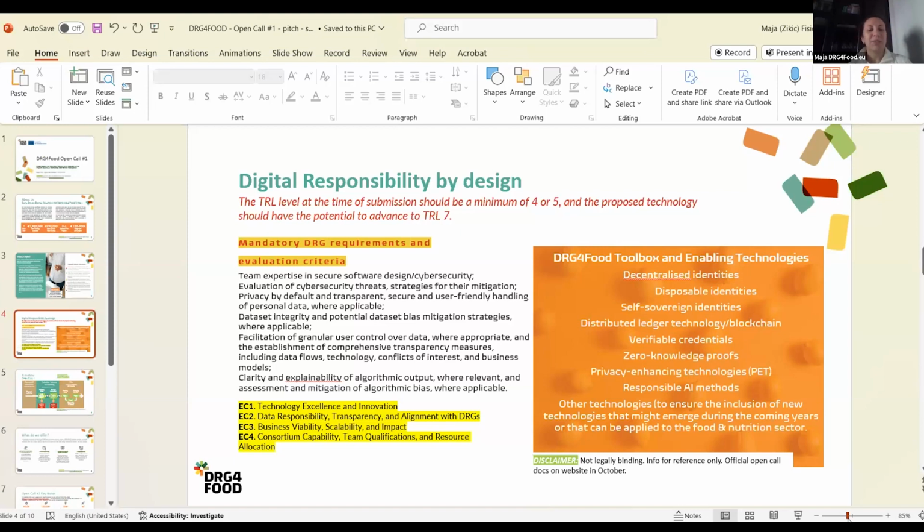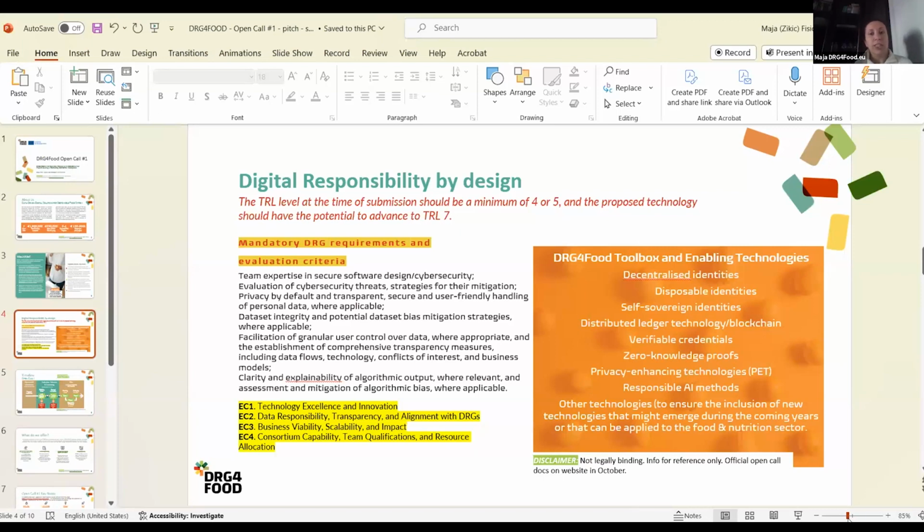Other than the DRGs, we will also be looking at the overall technological concept and the level of innovation. We are going to look into your overall business planning and the value model that you're trying to achieve, as well as the overall impact that you will demonstrate once the project starts and throughout the project and beyond. And last but not least, we will also be looking into how your consortium is constructed, whether you're complementary, and how you have allocated your resources in terms of time, people, and of course financial resources.